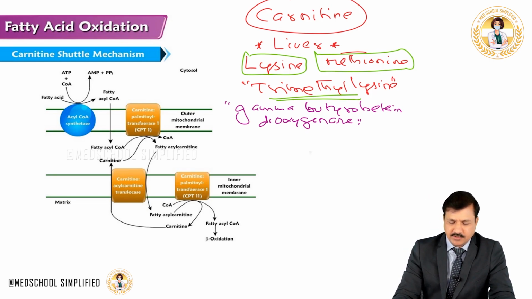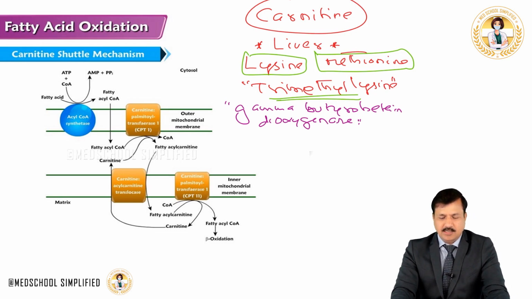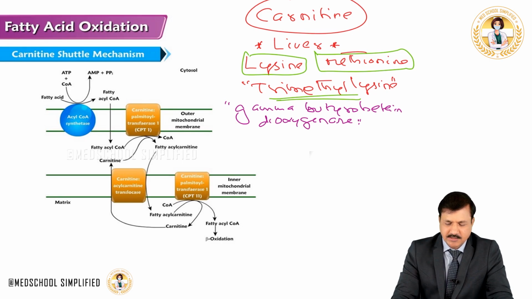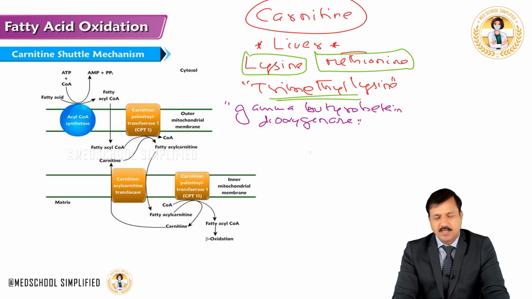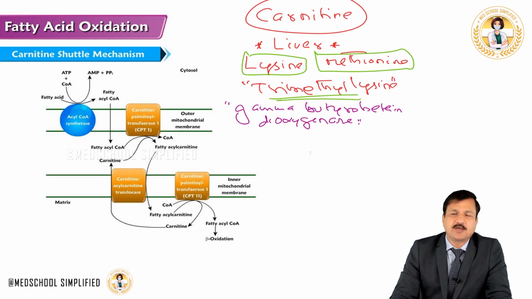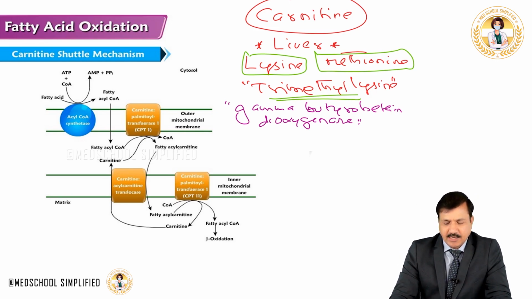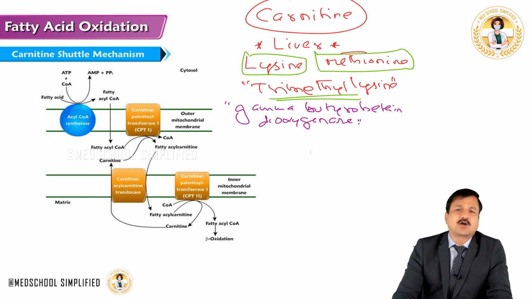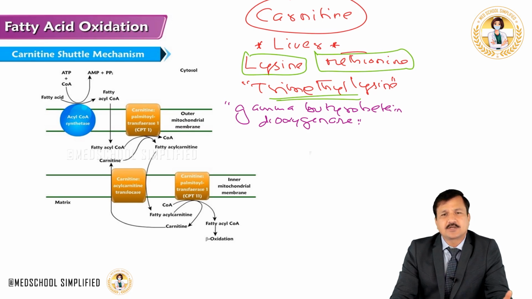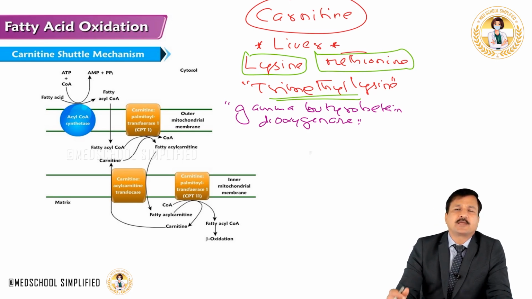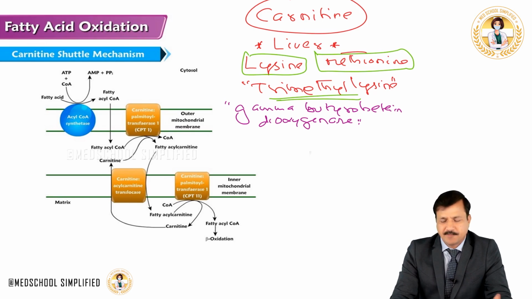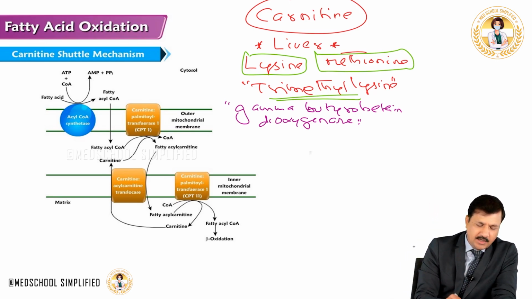Now, why do we need to know this enzyme name, and also why do we need to know the requirement of carnitine biosynthesis, that is lysine and methionine, essential amino acids? It's because if the person has essential amino acid deficiency, especially lysine and methionine deficiency, that will lead to a decrease in carnitine availability, and decreased carnitine availability means the carnitine shuttle mechanism may not function optimally. That's one thing.